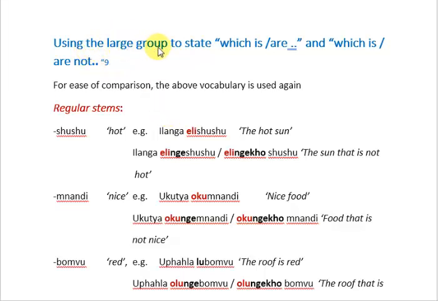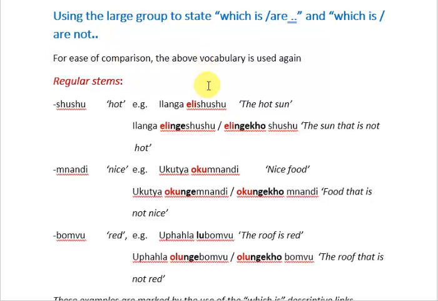Let us now look at the larger group of adjectives to state which is or are, or which is or are not. And to make things easier, we will just use the same vocabulary. We have regular stems shushu, mnandi, and bomvu. And now we say ilanga eli shushu, the sun that is hot.